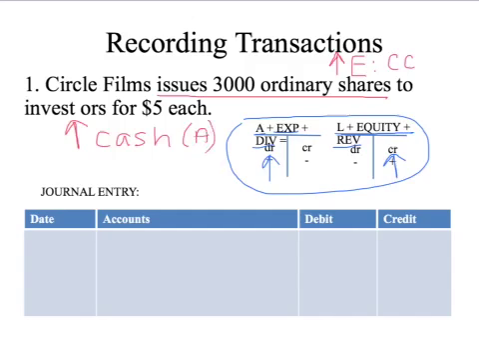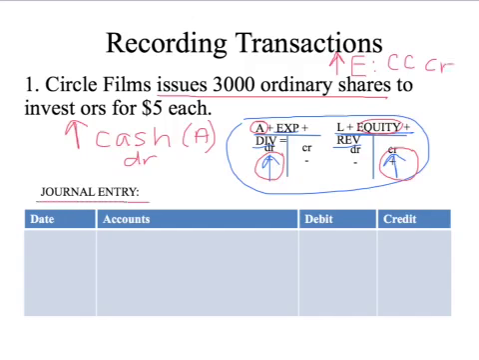So let's take a look at the rules. Here is an asset, and to increase an asset is a debit. So that's going to be my debit. Here is equity. To increase equity is a credit. So that's going to be a credit. There should be 1 debit and 1 credit.